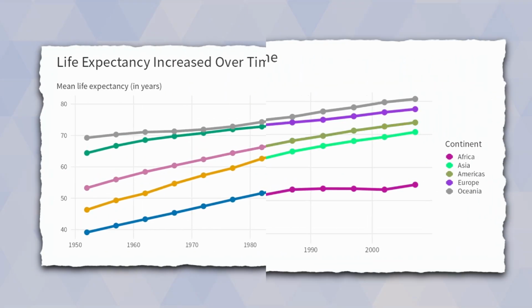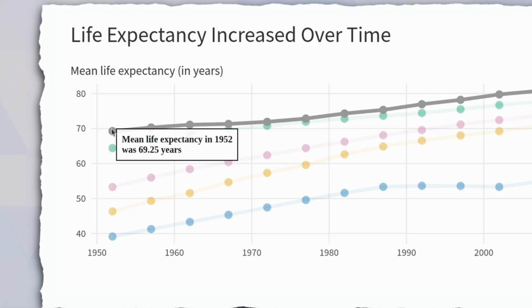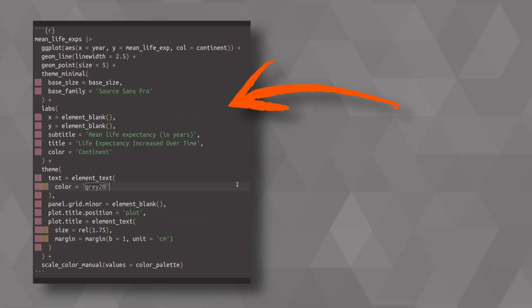You can make any plot that you want interactive by using the ggiraph package. This allows you to add hover animations, tooltips, or even on-click events. Let me show you how that works. First, we need to look at the code of our static ggplot.